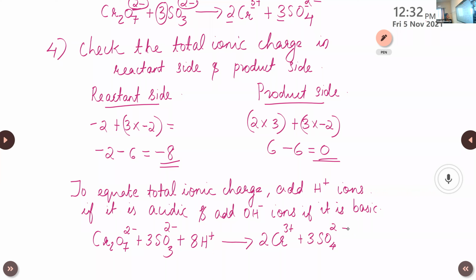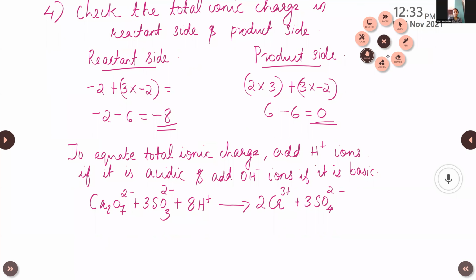This is the fourth step. We have to check the total ionic charge in the reactant side and product side. Then to equate the total ionic charge, add H plus ions if the solution is acidic and add OH minus ions if it is basic. Any doubt in fourth step? Any doubt, children? Shall I move to next one? Fifth step.